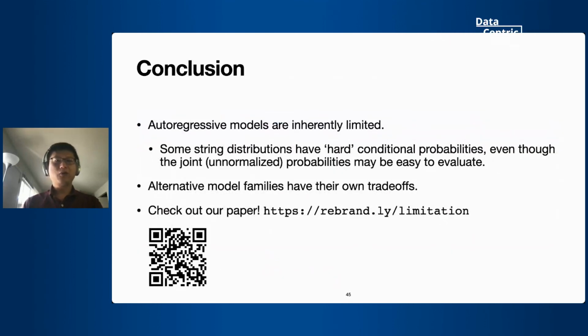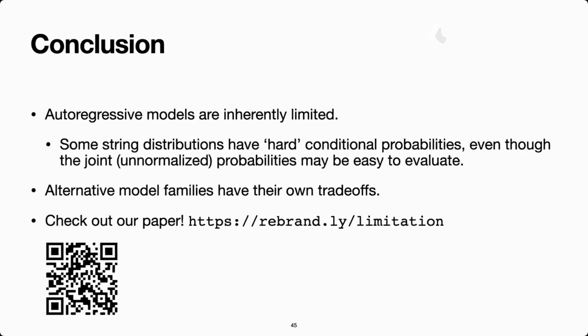In this work, we show that autoregressive models are inherently limited. We show that unless they use superpolynomially many parameters or superpolynomially long runtime, they cannot deal with certain easy distributions that non-autoregressive models can. We also introduce three alternative model families that have strictly more expressive power than autoregressive models, but each of them comes with its own trade-off.